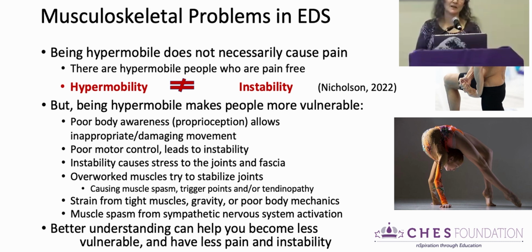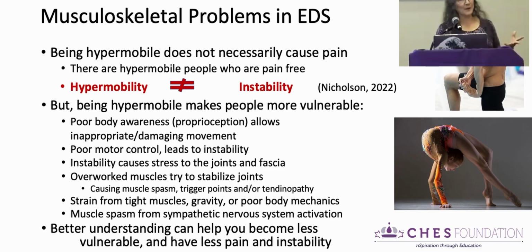Hypermobility and instability are not quite the same thing. Hypermobility is just how much motion you have. Instability is whether you can control that motion. So if you're wobbling around, if your hip is slipping in and out around that neutral zone, your hip is slipping, but it's not going to its end range. You're not stretching it, it's just slipping around.